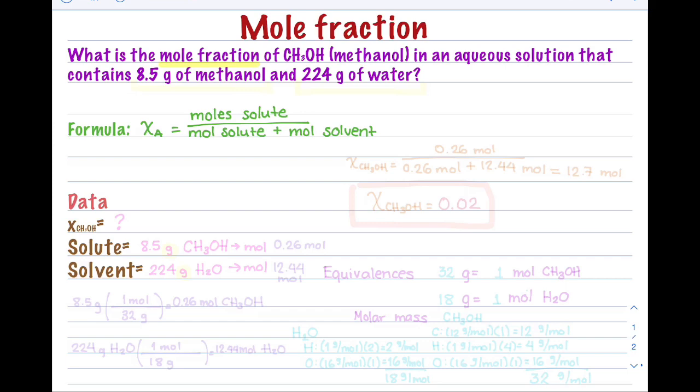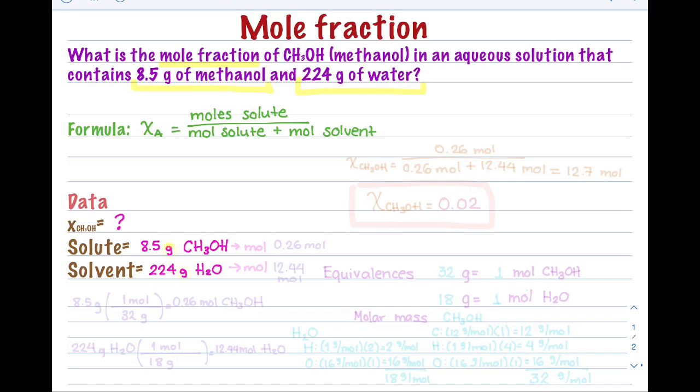It is asking us, obviously, for the mole fraction of methanol, and it is saying that we have 8.5 grams of methanol and 224 grams of water. So we write the data. According to the data, we don't know the fraction of methanol that we have. The solute will be the 8.5 grams of methanol, and the solvent would be the 224 grams of water.